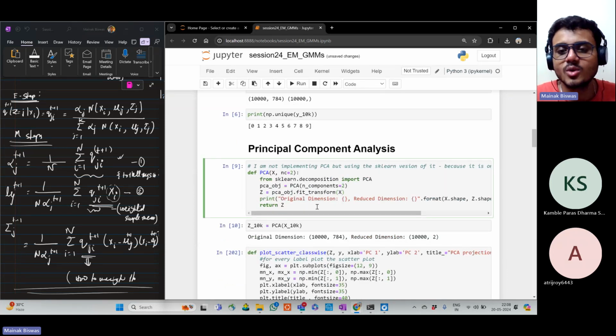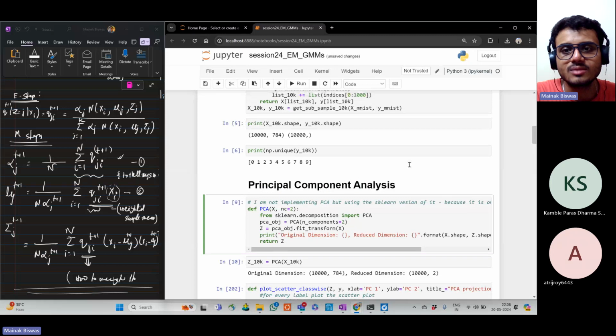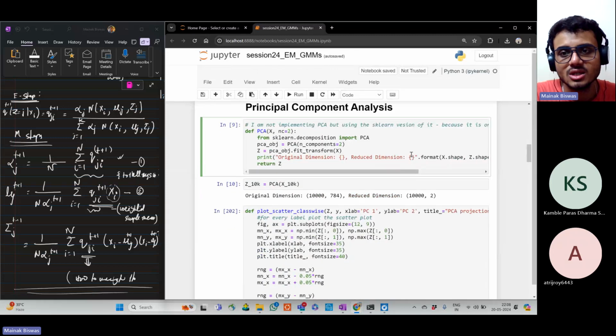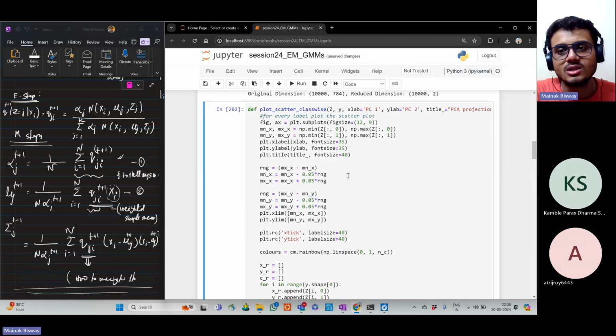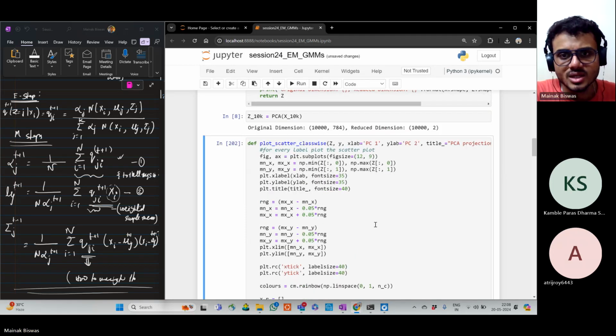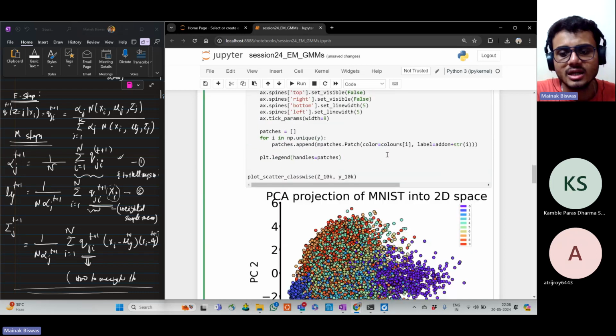Principal component analysis is one of your assignment questions. I have not coded it myself; I have used a library so that you do not copy. To visualize the dataset, I am converting it into 2 dimensions from 784 dimensions. I do principal component analysis that we did in the last class. We take the first 2 directions of maximum variance, converting the 10,000 by 784 to a 10,000 by 2-dimensional space. Now I plot this in a 2D space.